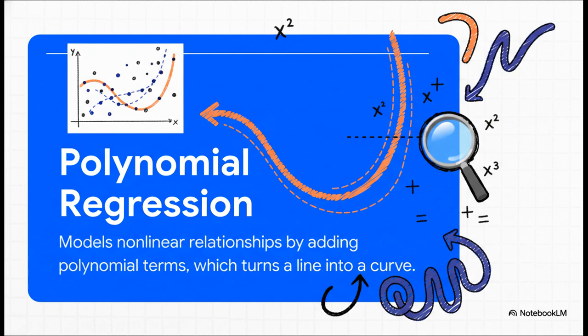Well, for that, we can use polynomial regression. This technique lets our model fit curves instead of straight lines. We do this by adding new features like the living area squared. This gives our model the flexibility it needs to bend and follow more complex patterns in the data.